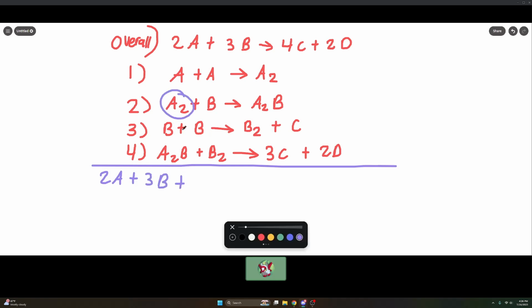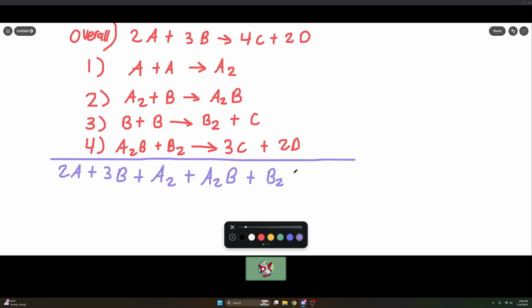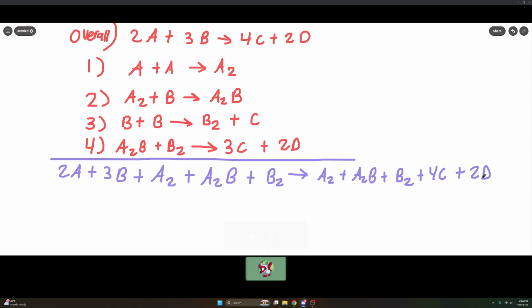I see an A2, a singular A2. I see an A2B. And I see a B2. And I'm doing the same thing on the right. I see an A2. I see an A2B. I see a B2. I see 1C plus 3. I see 4 C's. And I see 2 D's.